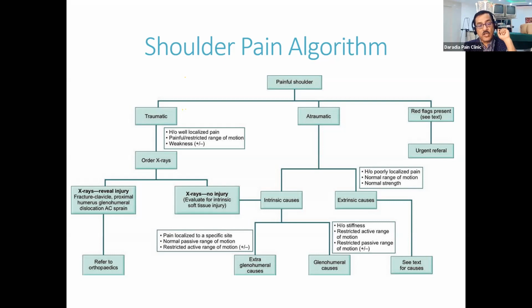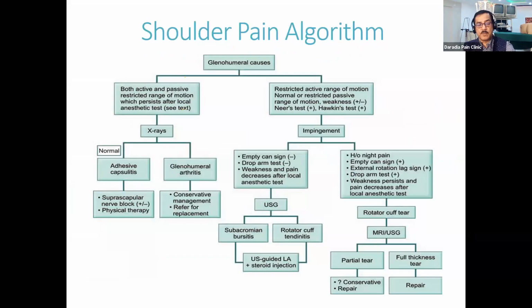Whereas if it is a glenohumeral pathology, then both active as well as passive movement will be restricted and painful. Okay, so here are your glenohumeral causes. The very important ones are adhesive capsulitis or frozen shoulder, and glenohumeral osteoarthritis. Both are among the glenohumeral pathologies, and remember that adhesive capsulitis is one of the commonest.